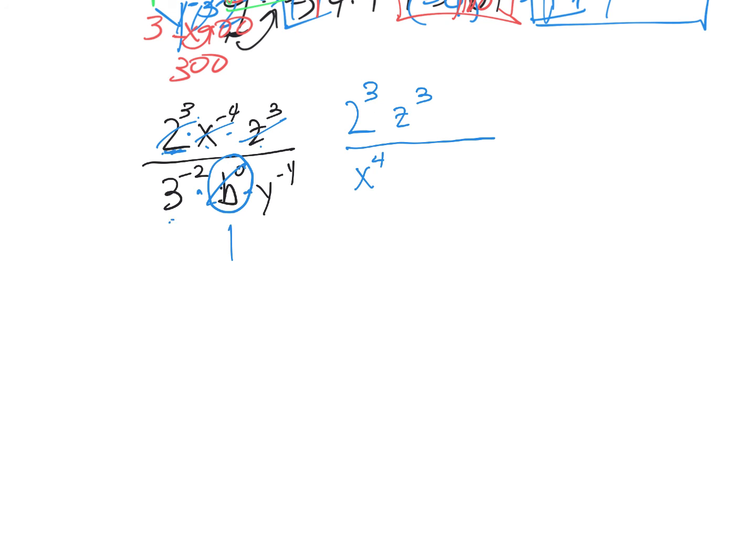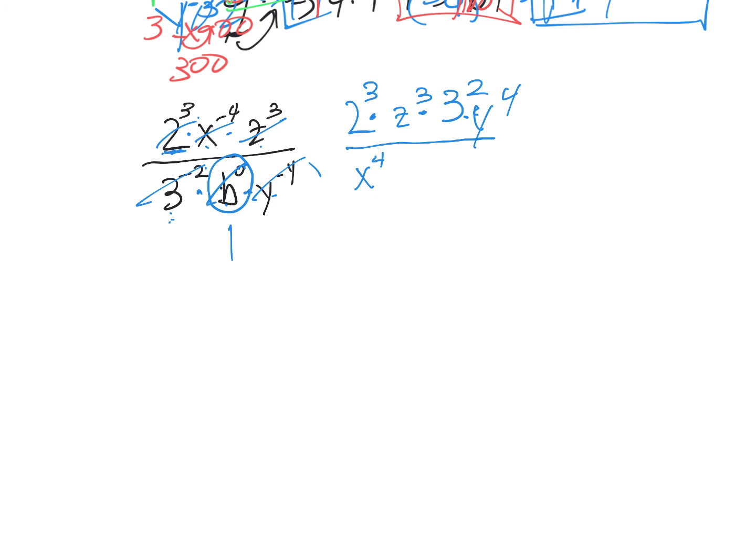Now I'm going to move on to the denominator. I have 3 to the power of negative 2. That goes to the top. Notice this is all multiplying. B to the power of 0, I said, is 1. If I could put a 1 there, that's fine, but multiplying anything by 1 is just 1. And then I have y to the power of negative 4. And so that needs to go to the top as a positive 4.